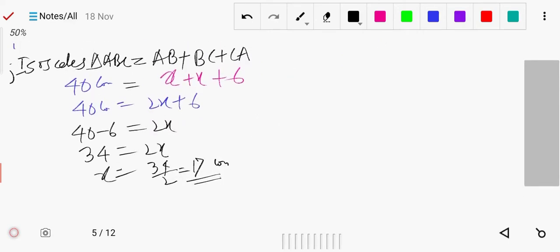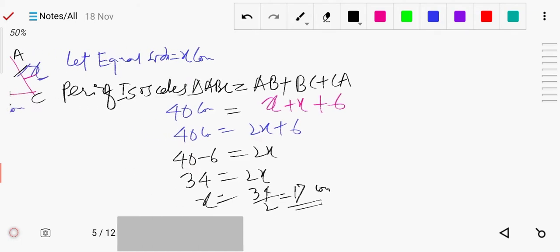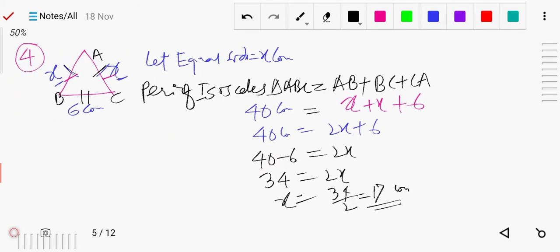It means that the equal sides are 17 centimeter. These equal sides are 17 centimeter. So likewise we have done. Okay, you just see it.